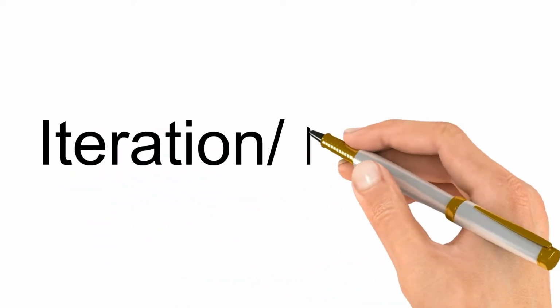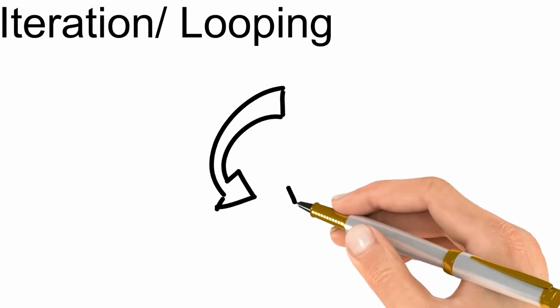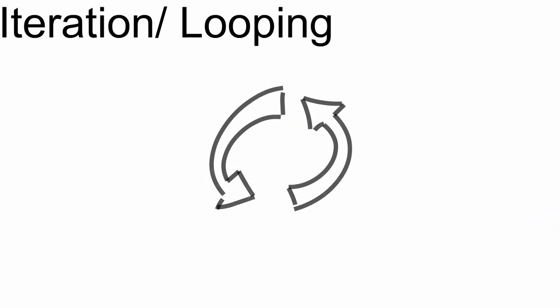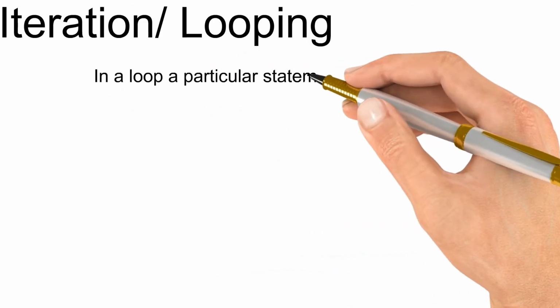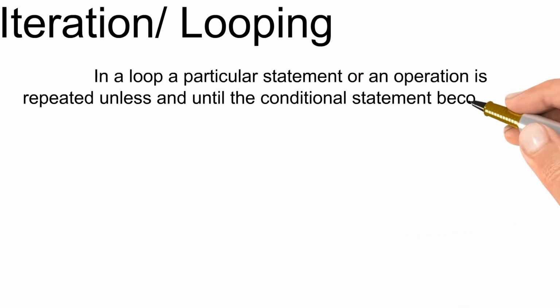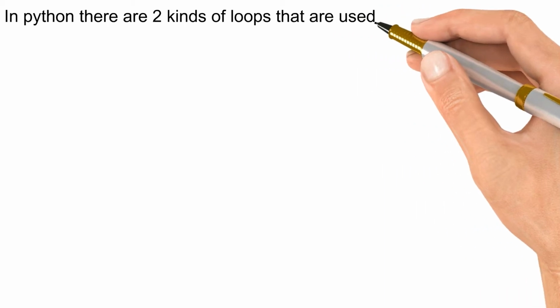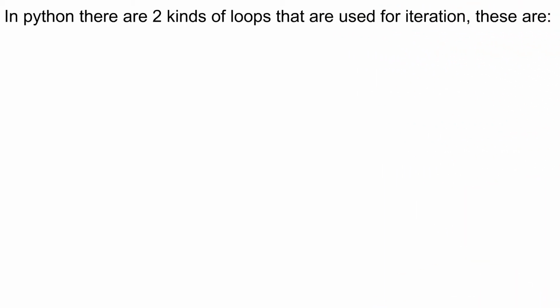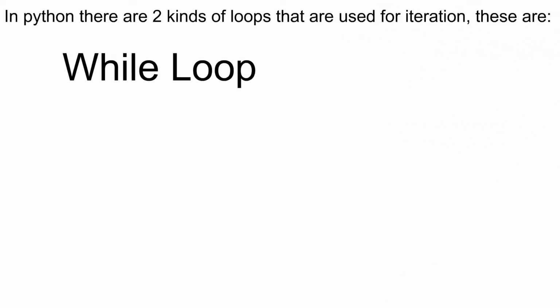Take a look at iteration. Iteration is basically the repetition of any particular operation in a loop unless a particular conditional statement becomes false. In programming languages, looping is the process of performing such tasks. In a loop, a particular statement or operation is repeated unless and until the conditional statement becomes false. In Python, there are two kinds of loops that are used for iteration. These are the while loop and the for loop.